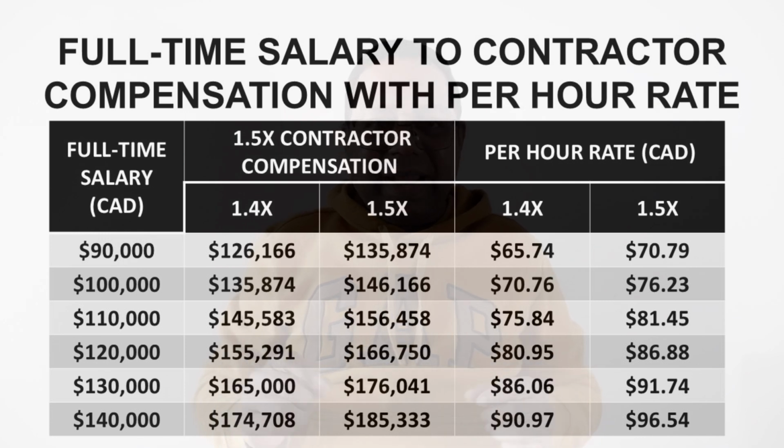Now, get a good tax consultant who can guide you on this incorporation thing. And also, this is the contract range based on the factor of 1.4 and 1.5 calculation for different salary packages. Remember, the big factor when doing this is also demand and supply.